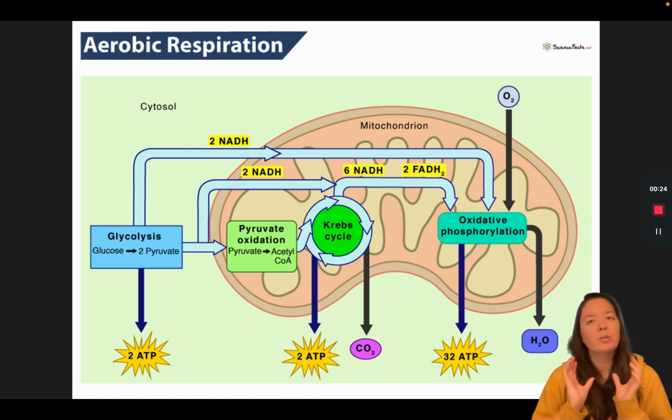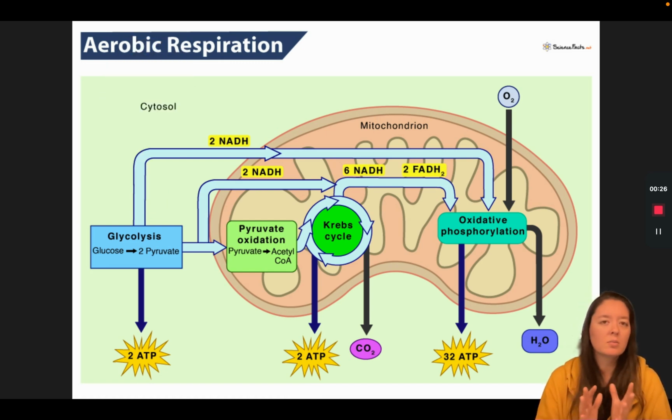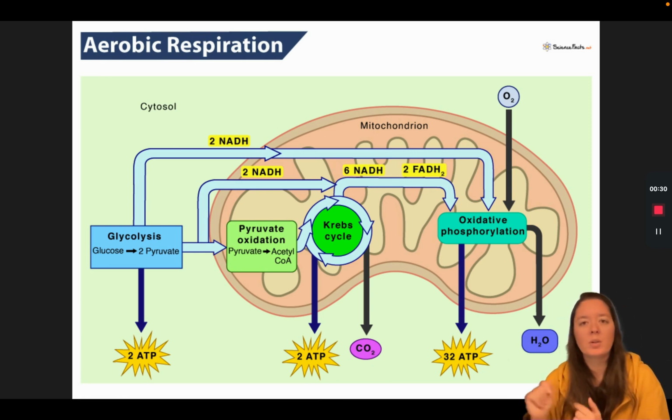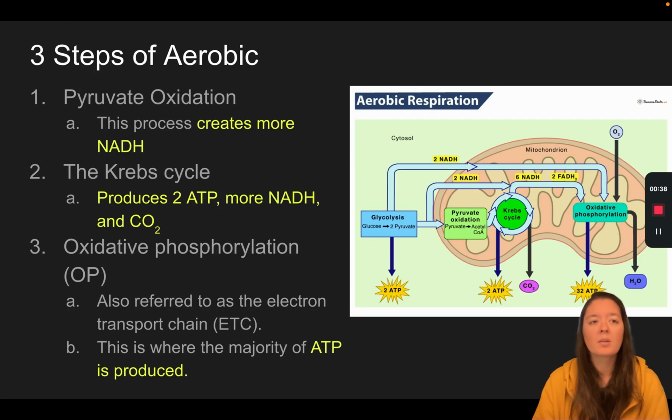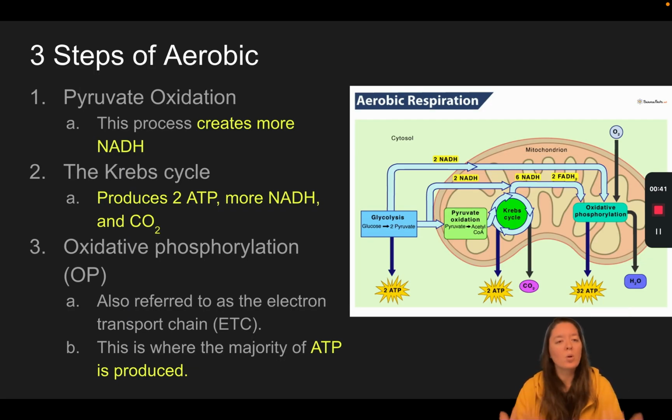We know that first blue box part is glycolysis, we've talked about that, and we're going to move into the mitochondria for the aerobic respiration. So we're going to learn about those three new processes of pyruvate oxidation, the Krebs cycle, and oxidative phosphorylation. Those are the three steps. So the goal of pyruvate oxidation, which is the second step after glycolysis, is to create more NADH. NADH is an energy-carrying molecule, so we want more of that to continue on through our processes.